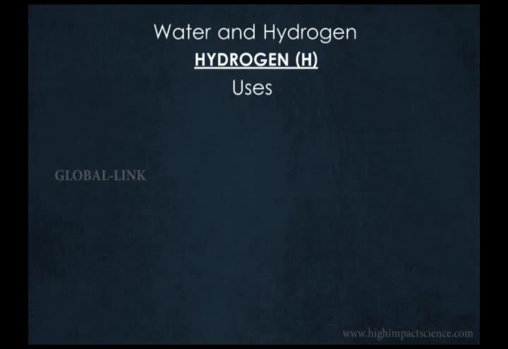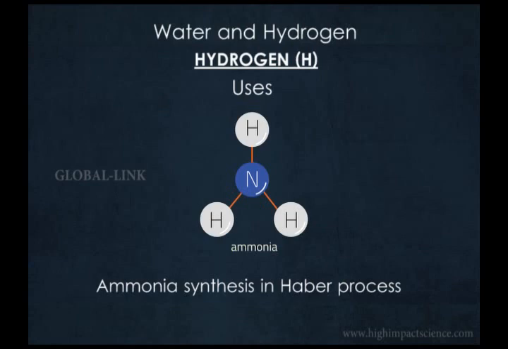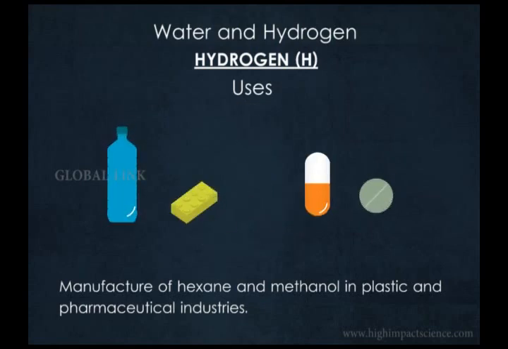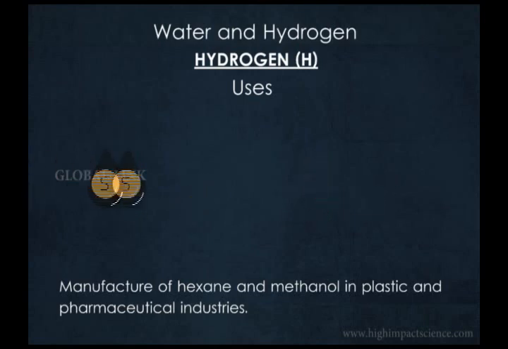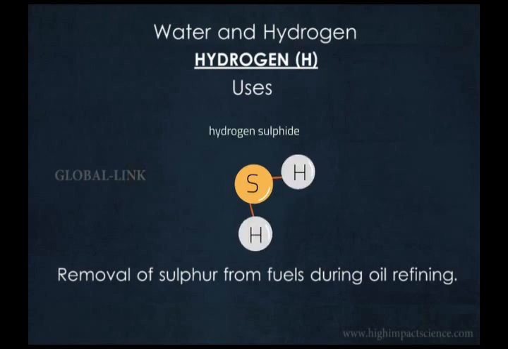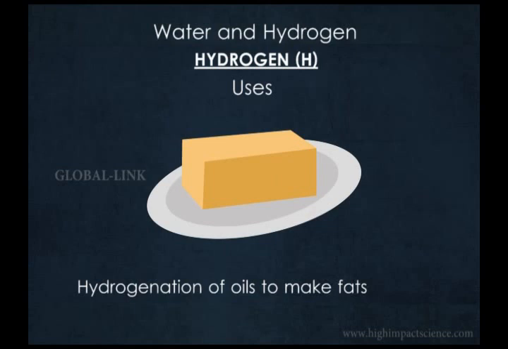Finally, the uses of hydrogen. In the chemical industry, hydrogen is used to make ammonia for agricultural fertilizers in the Haber process and to make methanol, which are needed to make plastics and pharmaceuticals. It is also used to remove sulfur from fuels during the oil refining process, where it forms the awful smelling hydrogen sulfide. Large amounts of hydrogen are used to hydrogenate vegetable oils to form fats, like to make margarine.